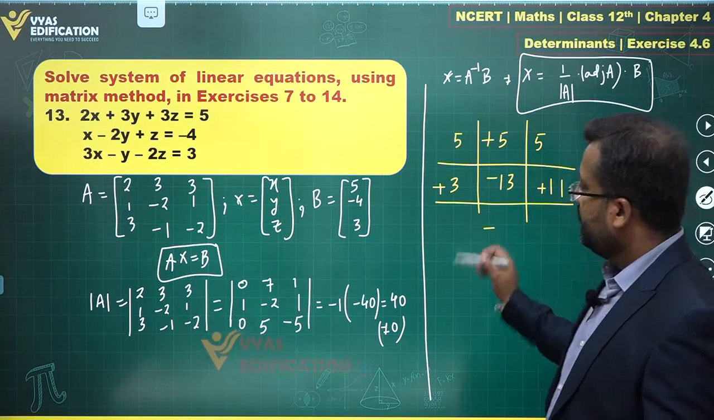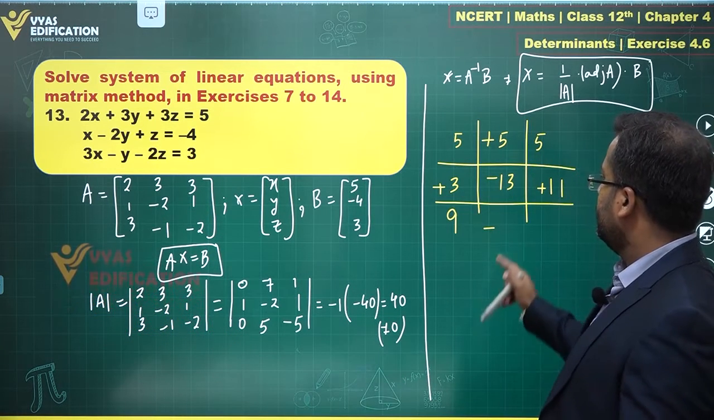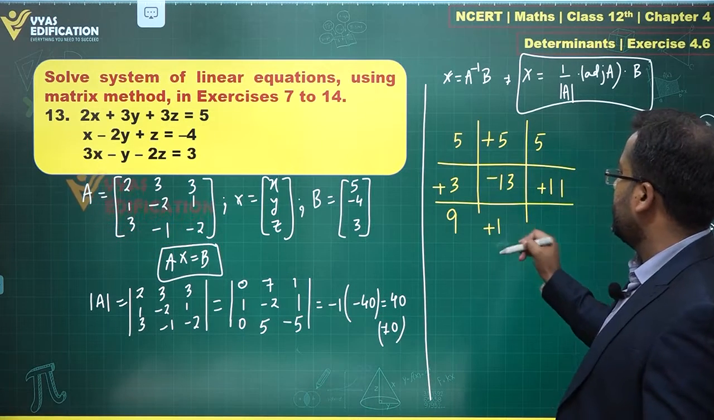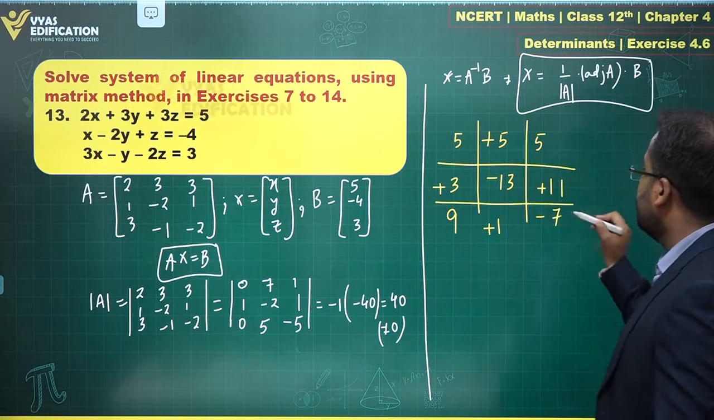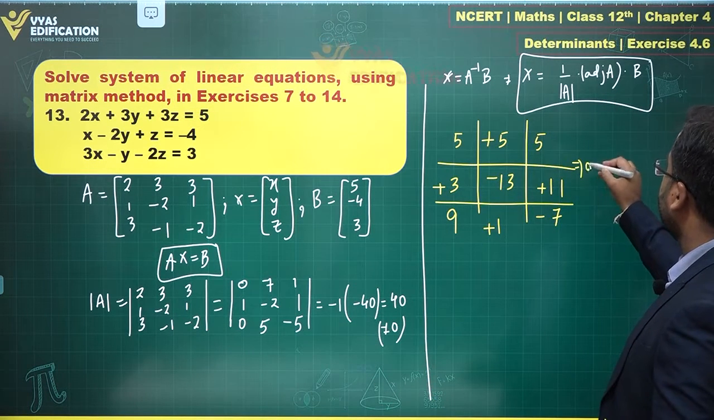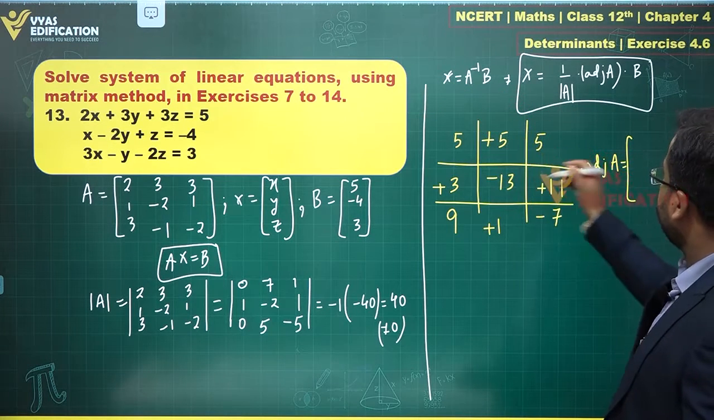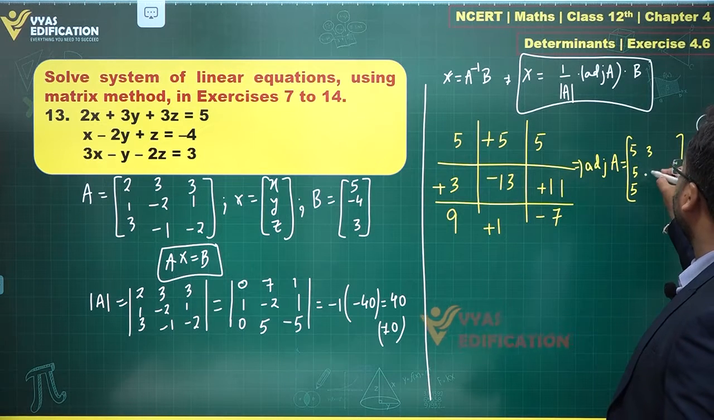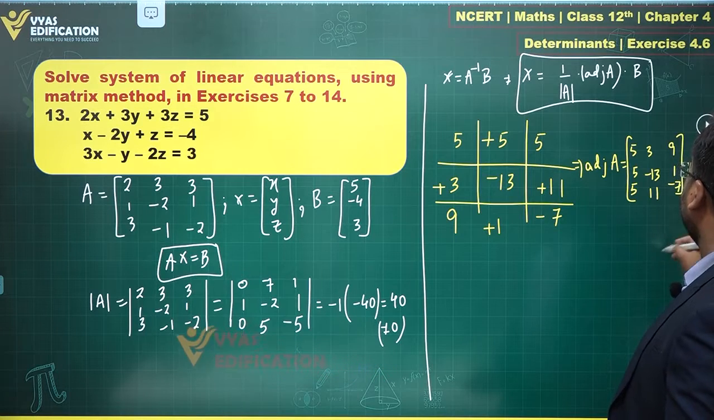Yeah, plus 11, right? What about this element over here? 3 plus 6 is 9. This element is 2 minus 3, which is minus 1. That becomes plus 1. Minus 4 minus 3 is minus 7. So this is the cofactor matrix. The adjoint will be the transpose of this. 5, 5, 5. 3, minus 13, 11. 9, 1, minus 7 is what I get.